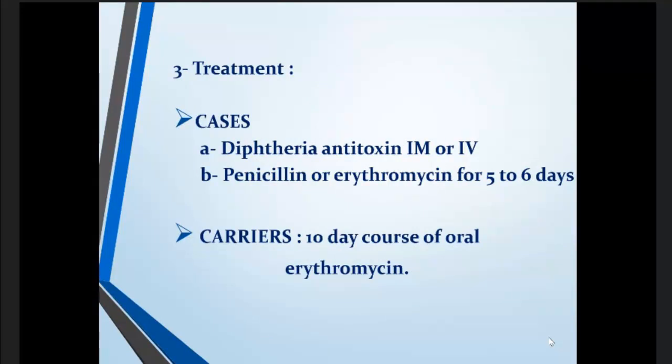Regarding the treatment, of course, the treatment is by diphtheria antitoxin and antibiotics. Diphtheria antitoxin is given either intramuscularly or intravenously. The dose ranges from 1,000 to 80,000 international units, depending on the severity of the case. Penicillin or erythromycin can be given to cases for 5 to 6 days. For carriers, usually a 10-day course of oral erythromycin is given.